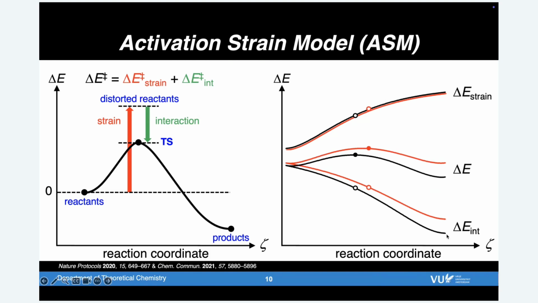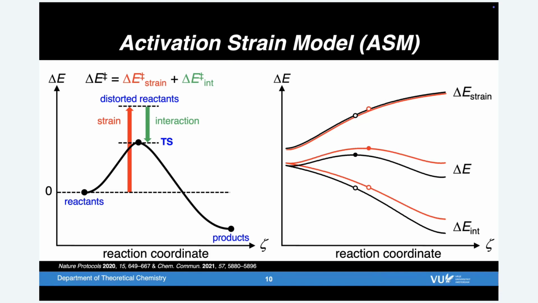And that has two effects. First of all, more stabilizing interaction pulls the transition state lower. So the black transition state is lower in energy, and it also pulls it to an earlier point on your reaction coordinate. So we can see that this would be an earlier transition state, typically with longer interatomic distances.